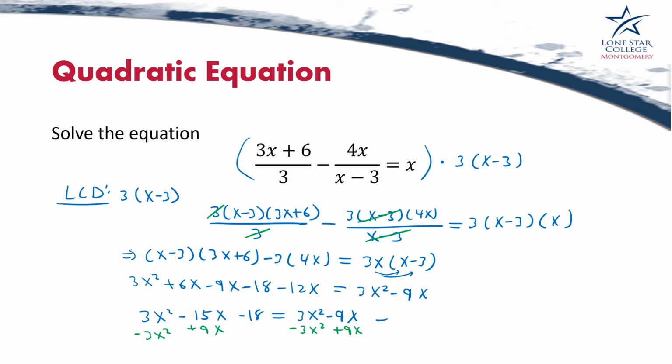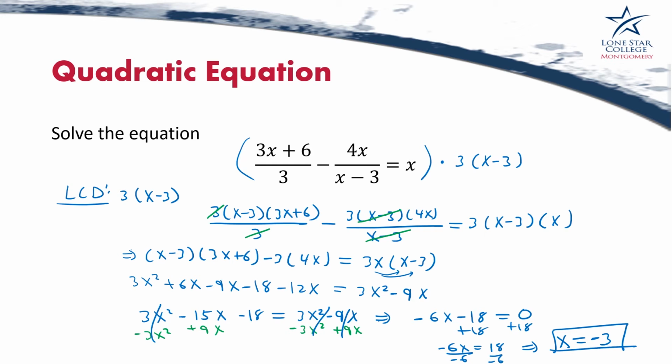So we notice that these cancel, but also the 3x squared on the left cancels. So we have negative 15 plus 9 is negative 6, minus 18 equals 0. So now it's just a linear equation. We can add 18 to both sides. So it's negative 6x equals 18, and we divide by negative 6. So x would be equal to negative 3. And that will be our answer choice.